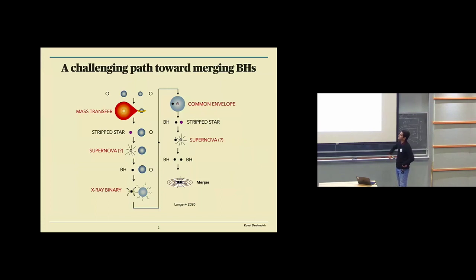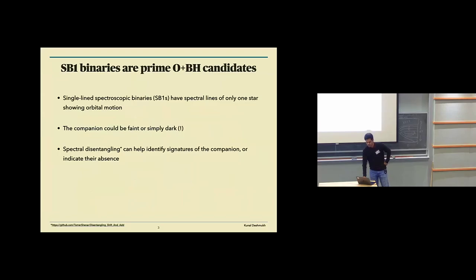So I'll focus mainly on the O+ black hole binaries. This is a phase that comes right after the primary has collapsed into a black hole, but before they start interacting again and show up as X-ray binaries. Observationally speaking, these binaries can show up as single line spectroscopic binaries, where if you take a spectrum of the binary, you see only one set of spectral lines moving back and forth, showing orbital motion.